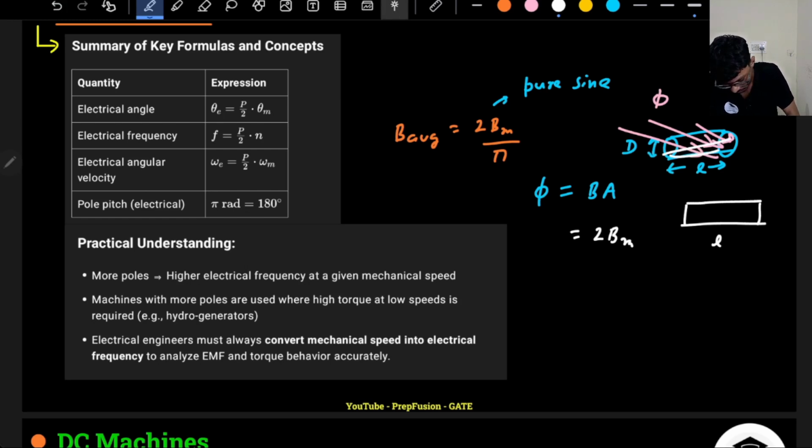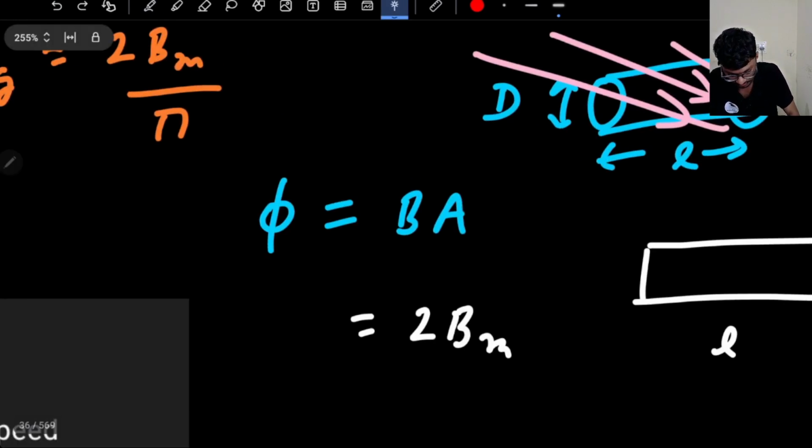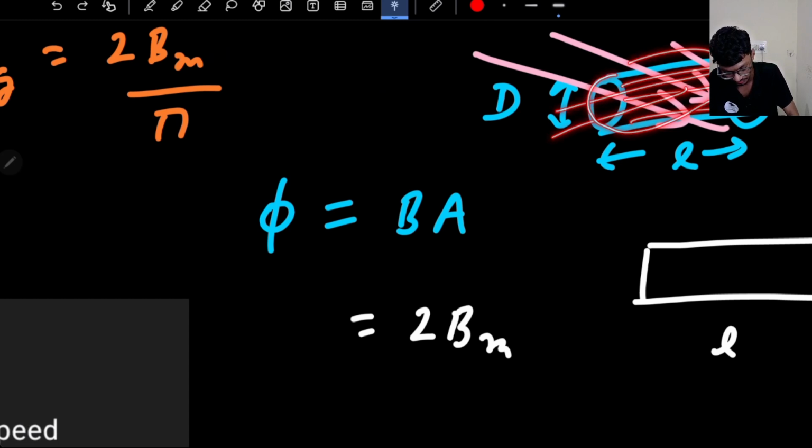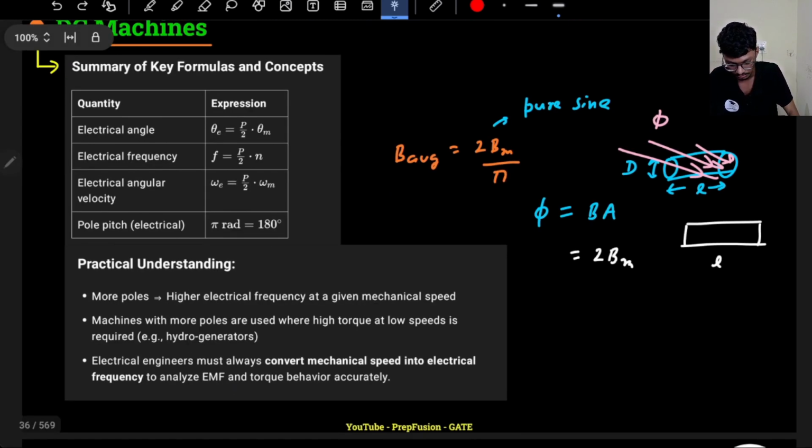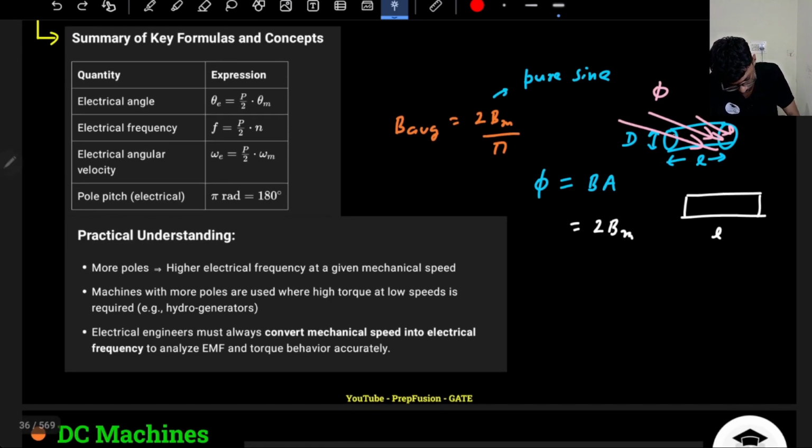So conductors are there throughout the circumference of the cylinder, here, here, here. So there are flux lines cutting all over the cylinder. If I just cut this conductor somewhere, what will be the length if I cut this cylinder? If I cut this cylinder from here, the length will still be L.